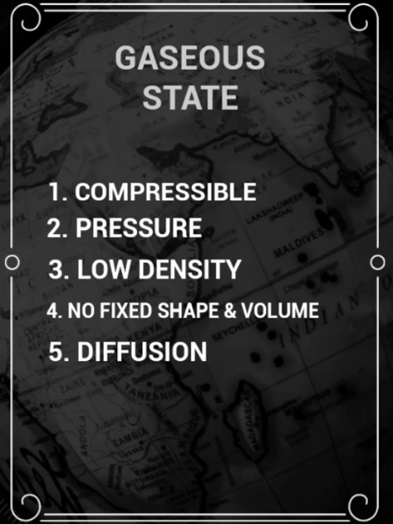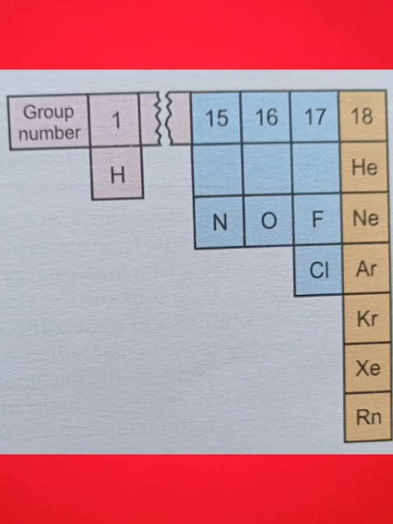And fifth, they show a property called diffusion, where gases mix evenly and completely in all proportions without any mechanical aid. Thus, the gaseous state of matter is the simplest state. In the periodic table, only 11 elements exist as gases under normal conditions.